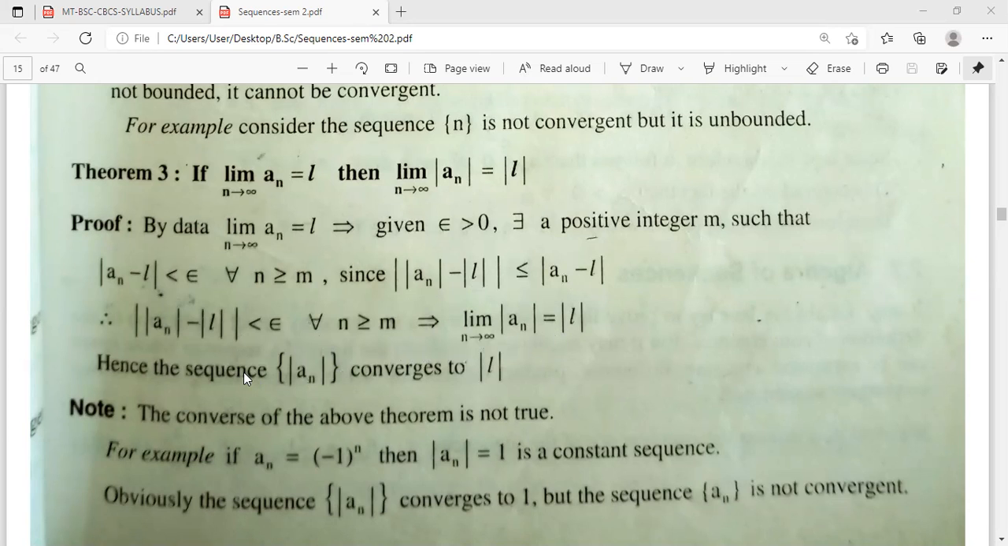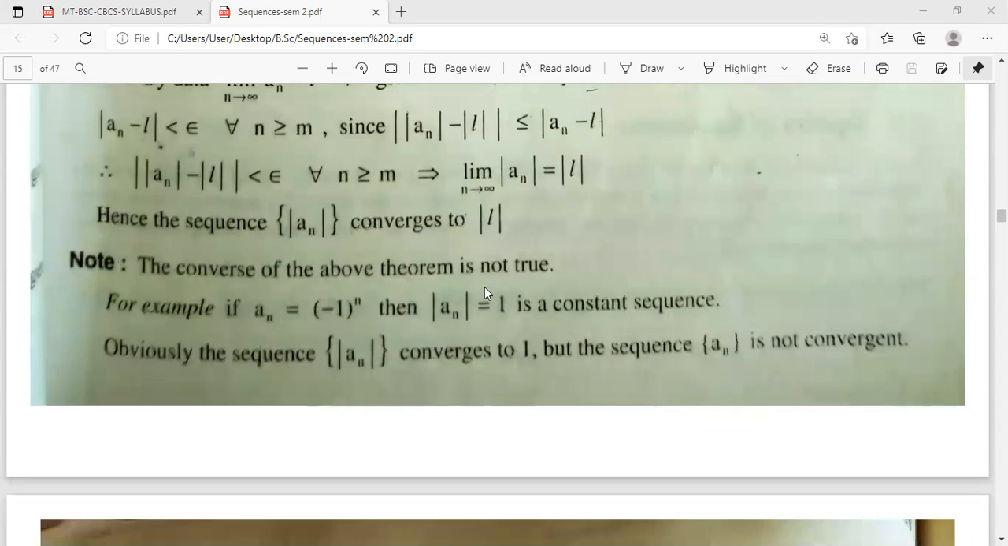Now the sequence modulus of a_n converges to modulus of L. This is the main thing: modulus of x minus modulus of y is less than or equal to modulus of x minus y. The remaining part follows as it is, according to the definition of the limit of the sequence.